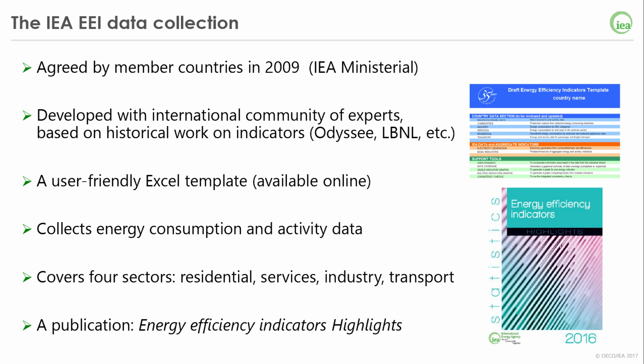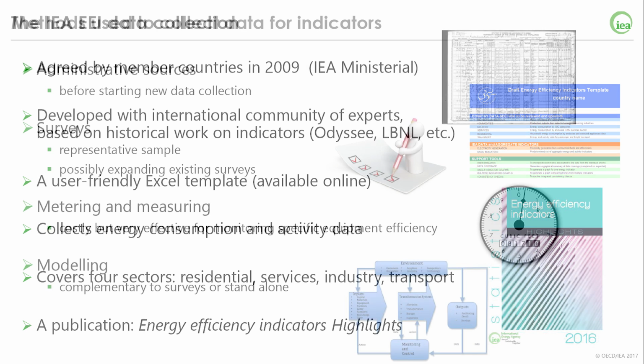Our questionnaire is a user-friendly Excel template that is available online. It covers both energy consumption and activity data for 4 sectors: residential, services, industry, and transport. Last year, for the first time, energy efficiency indicators data were published in the form of a report called Energy Efficiency Indicators Highlights. They are available at the IEA website for free.